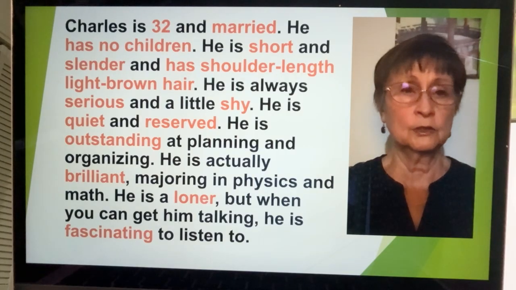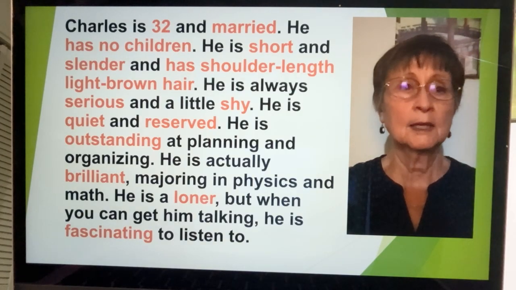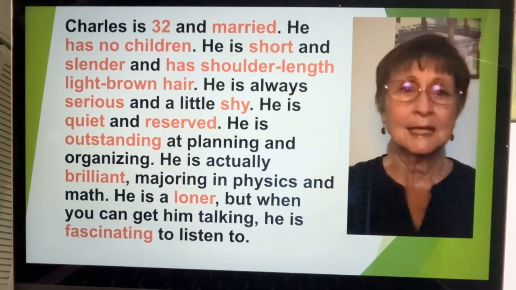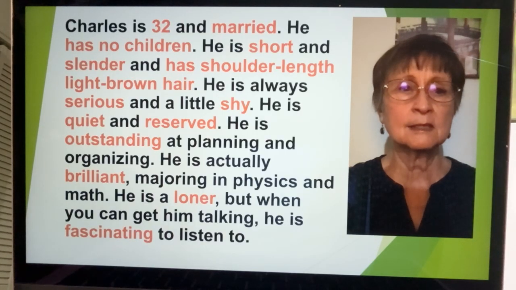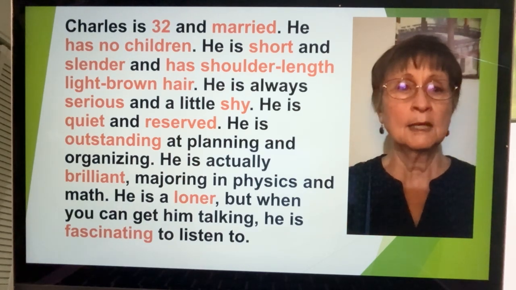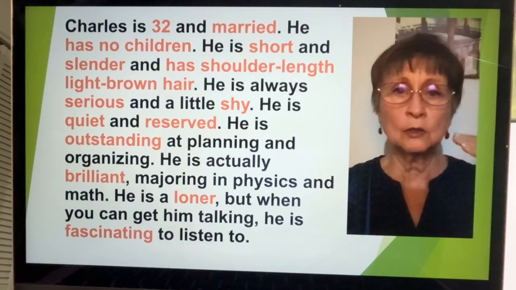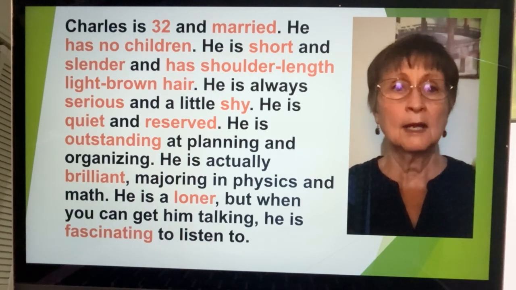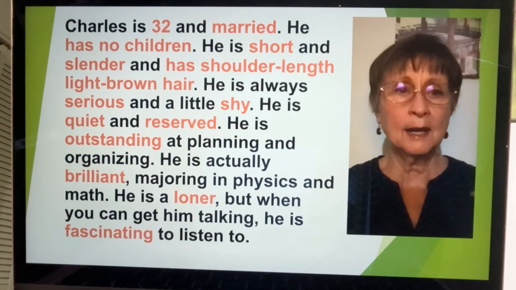Charles is 32 and married. He has no children. In other words, he's childless. He is short and slender. That means he's very thin. And he has shoulder-length, light brown hair. There's his shoulder, and there's how long his hair is.